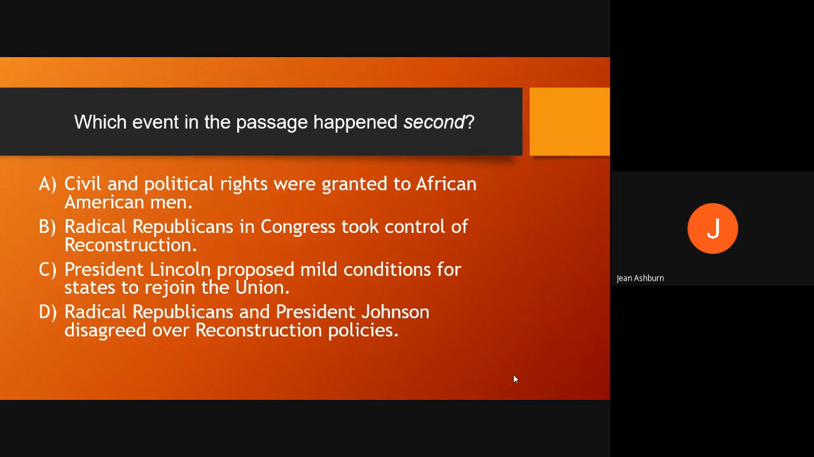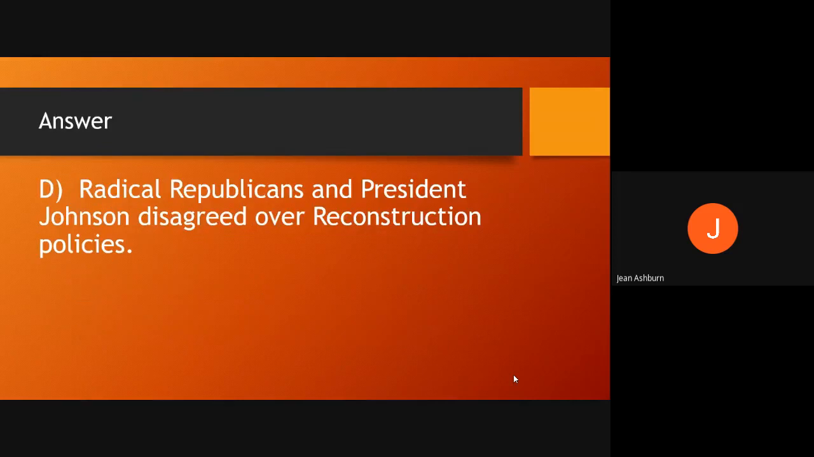And let's go ahead and finish up those answers. And pencils down. Which answer did you choose? The correct one is D. Radical Republicans and President Johnson disagreed over Reconstruction policies.